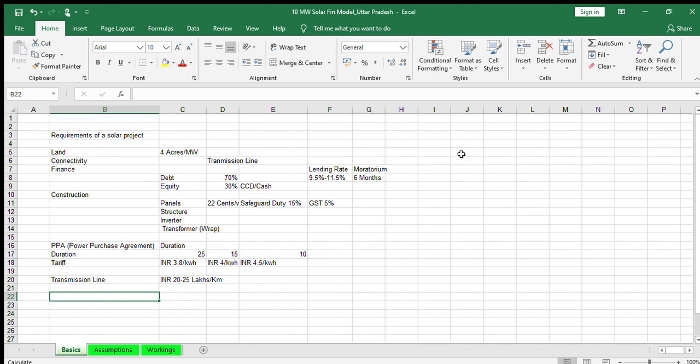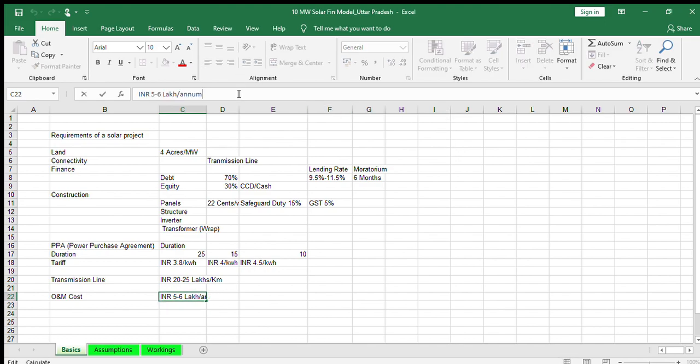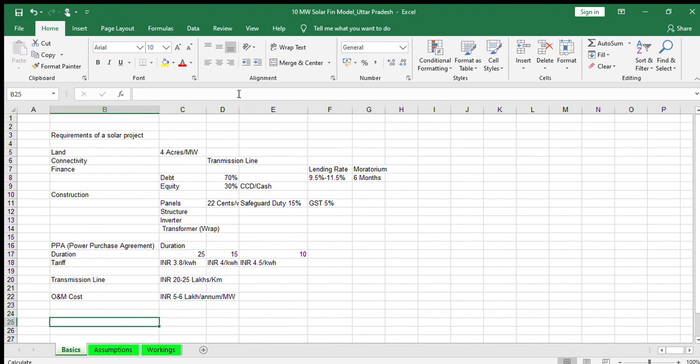Then once your project is ready, you have to put in the O&M cost. O&M cost is typically around INR 5 to 6 lakhs per annum per megawatt. So this is basically the requirement of the project.